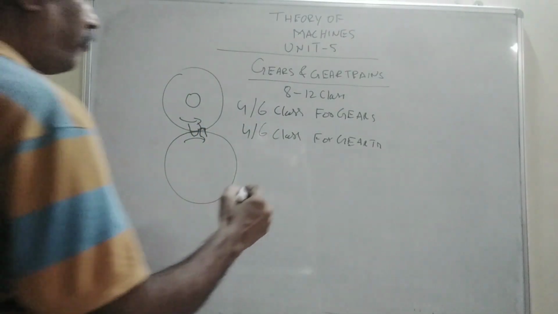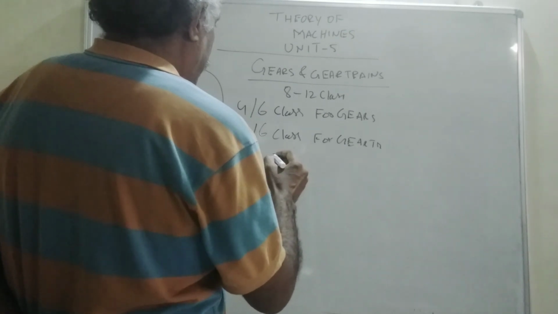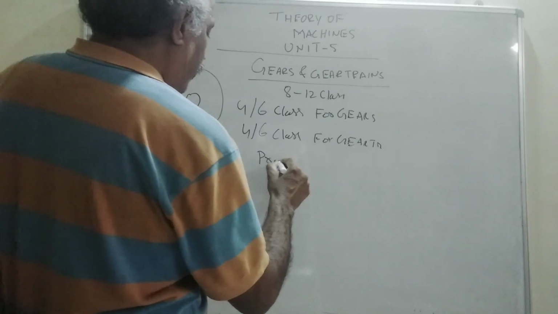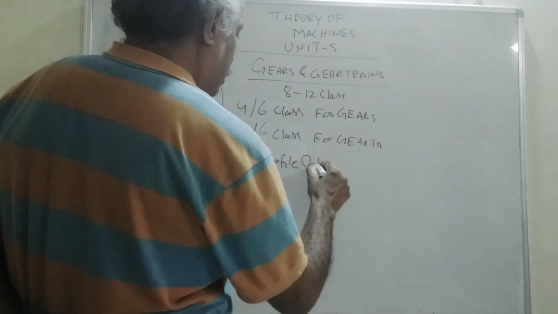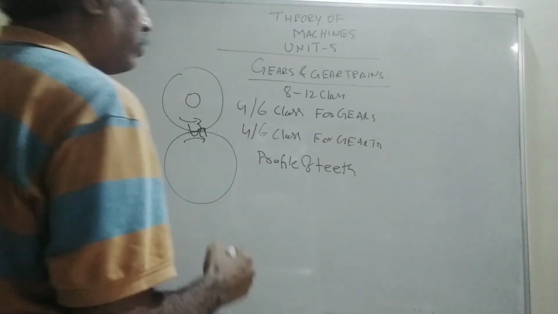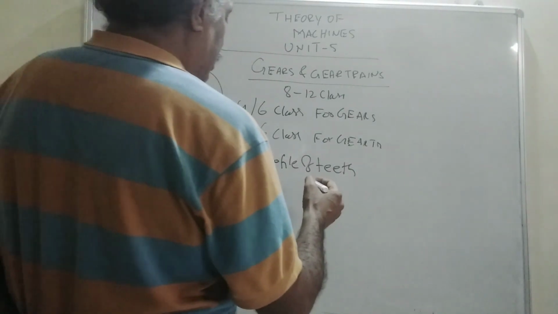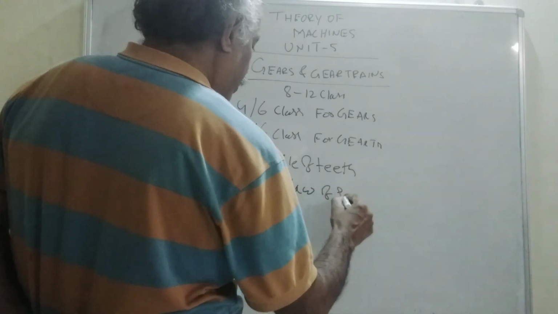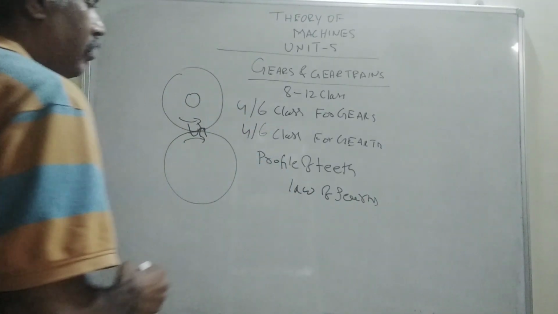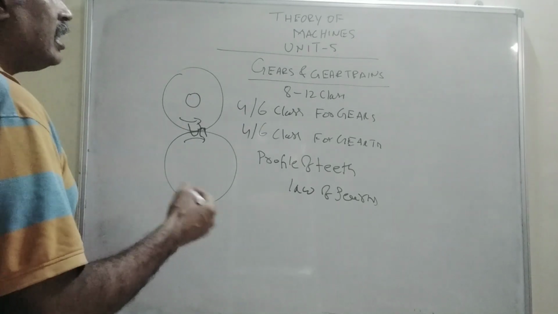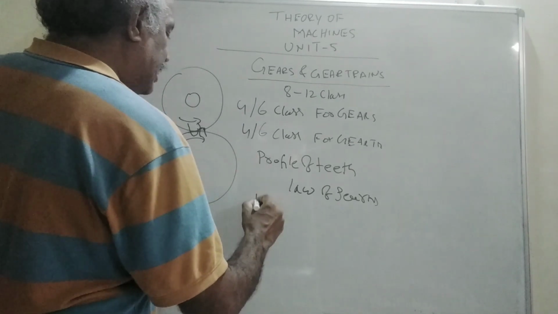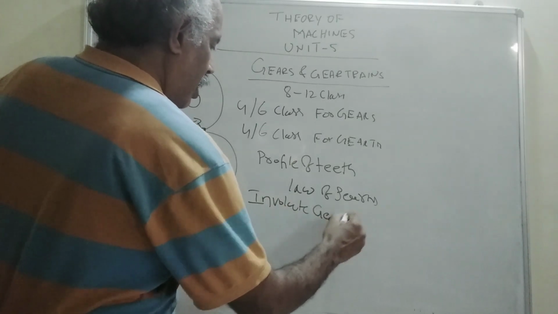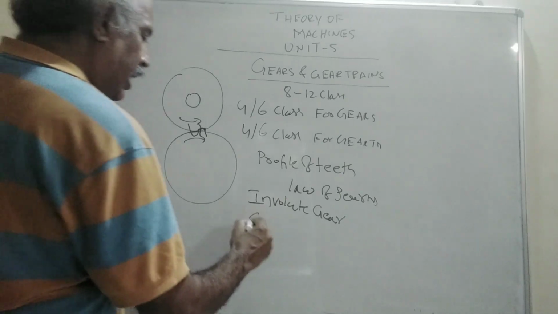Now, gears are of different types, and these gears are having different profiles of teeth. This profile of teeth will be generated by the law of gearing. Normally in the syllabus, we have to discuss involute gears, and the other gear is the cycloidal gear.